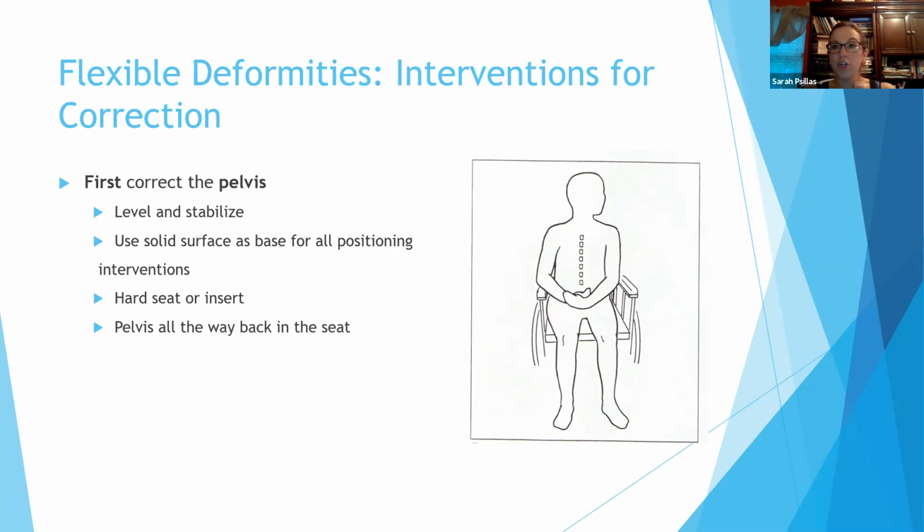The pelvis should always be all the way back in a seat, and you want to try to get into the most natural position as possible, so a slight anterior tilt. Now, that doesn't always happen, so again, you want to get as close to a natural position as possible.